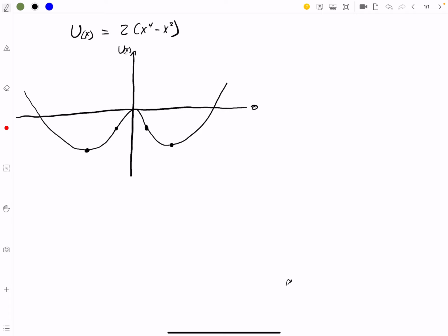These are the most stable points. So we'll call this point 1, point 2. We've already talked about it, right? So you guys are familiar. What do we call this region right in here? What is this region?